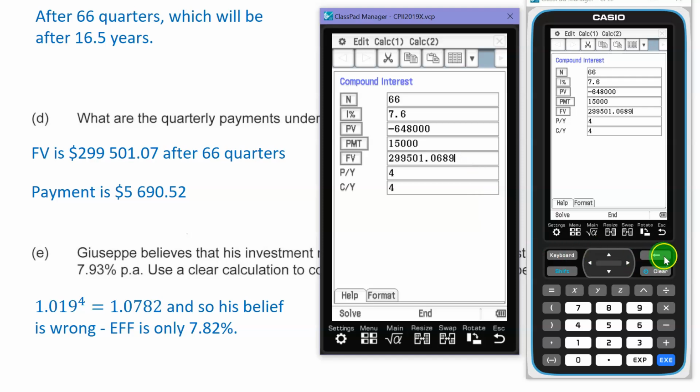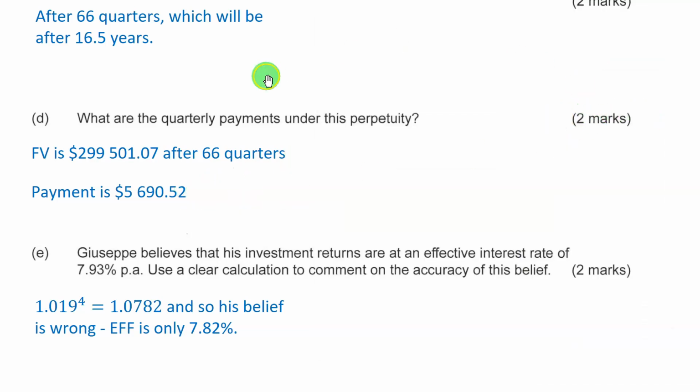So let's round it to the nearest dollar and cents. That 8 will round the 6 up to a 7. Then I'll clear the number out of this box, take this one and drop it in. But now it goes negative because I put the money back into the savings account, and I want to make sure that we maintain this future value. So I just need to solve for the payment. And the payment is $5,690.52. Again, this was a 2 marker, so we don't need to put any working down if we're confident that we've worked out the payment properly.